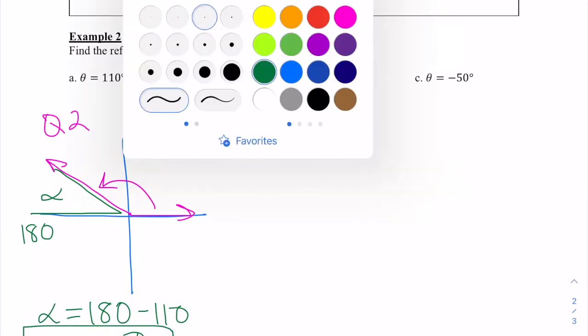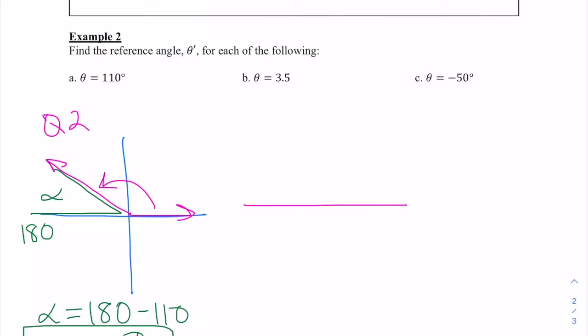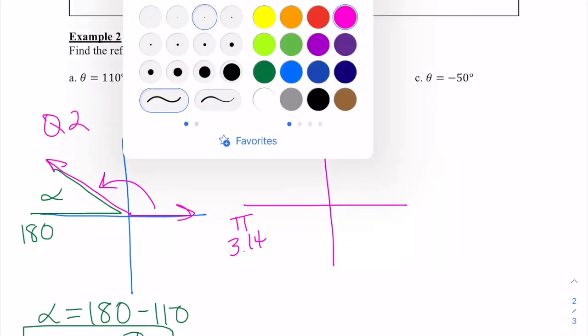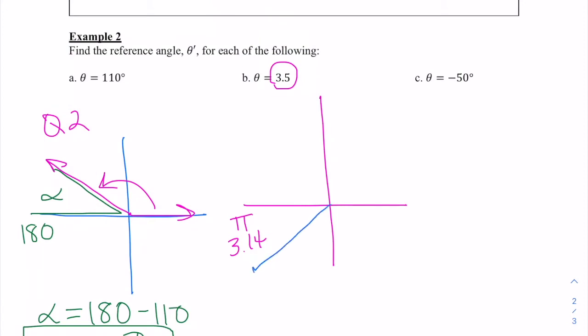Now, when you have something in radians, it makes it a little bit more tricky. But remember, this is 180 or just pi. And pi is about 3.1415, it keeps going. But 3.5 is just a little bit more than 3.14. So this is going to be in the third quadrant. This right here is 3.5 radians. If we're going to find this reference angle, we're just going to have to subtract pi from the original angle.